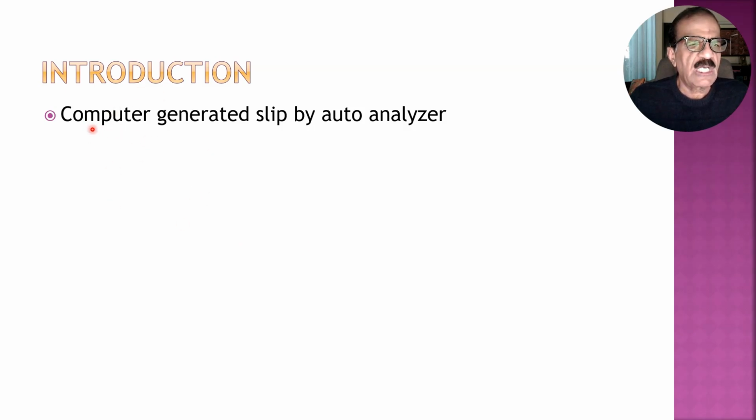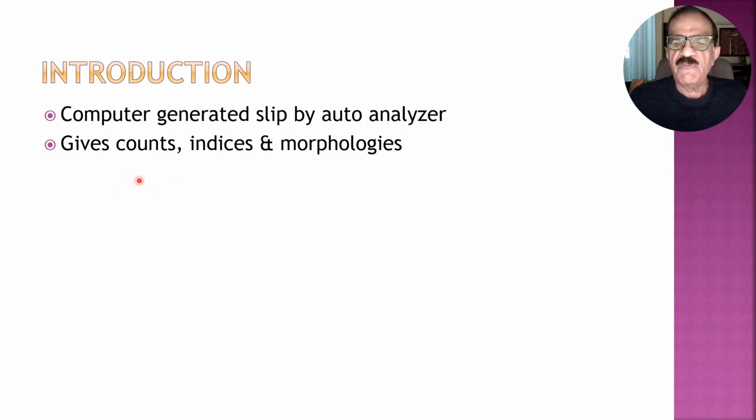It is a computerized slip generated by an auto analyzer. Previously, we used to order a blood complete examination, which included ESR, but this is called CBC. This is done by machine, by auto analyzer. And it gives you counts, like the count of everything, RBC, platelet, WBC, and it also gives indices. And what is meant by indices, I'll explain in the later slides.